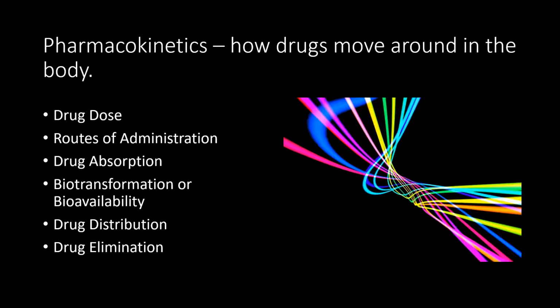Pharmacokinetics is the study of how drugs move around through the body and in the body. There are a number of things that affect this. One is drug dose. One is routes of administration, which we talked about in a past video. Also important is drug absorption. Some drugs are readily absorbed and others pass through the body without being digested and absorbed into the bloodstream.